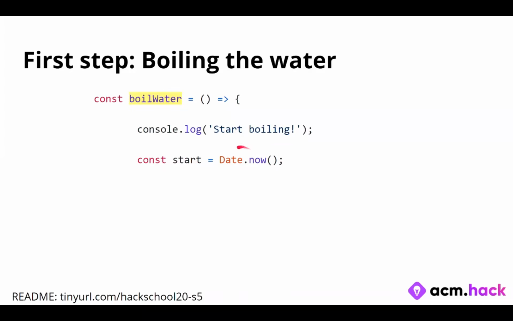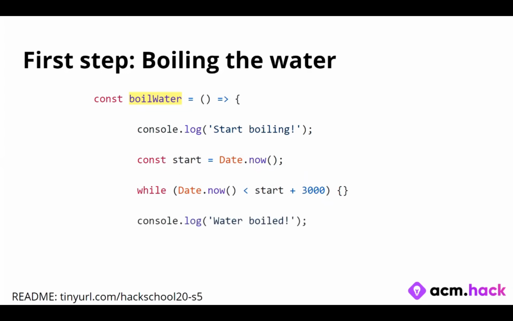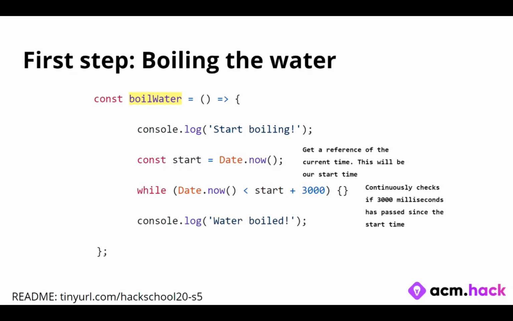I believe that we've used Date.now before, two weeks ago in our DOM API workshop. But if you don't remember or you were not at our workshop, it is okay. You just need to know that start now contains the current time. And then afterwards, we're going to constantly check if 3 seconds or 3,000 milliseconds have passed since our start time. And then afterwards, we can console.log to say the water is boiled. So, this can be pretty confusing.